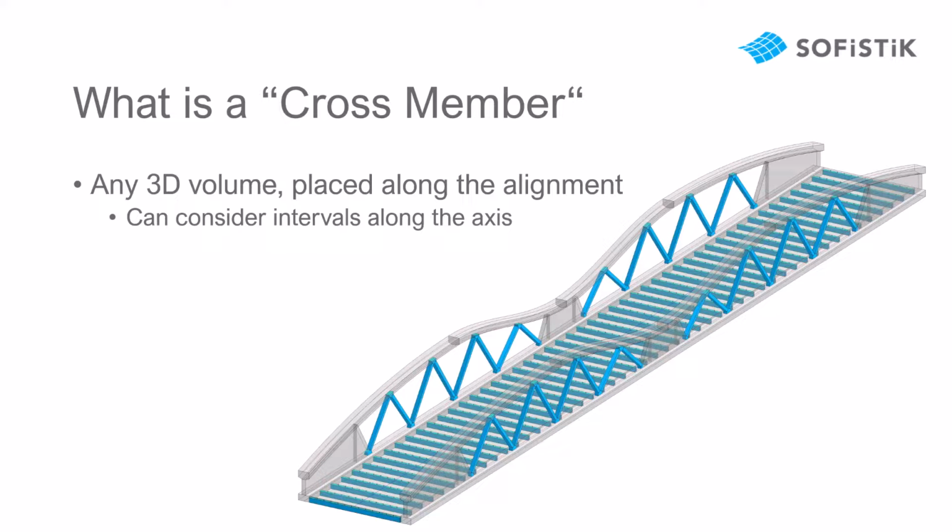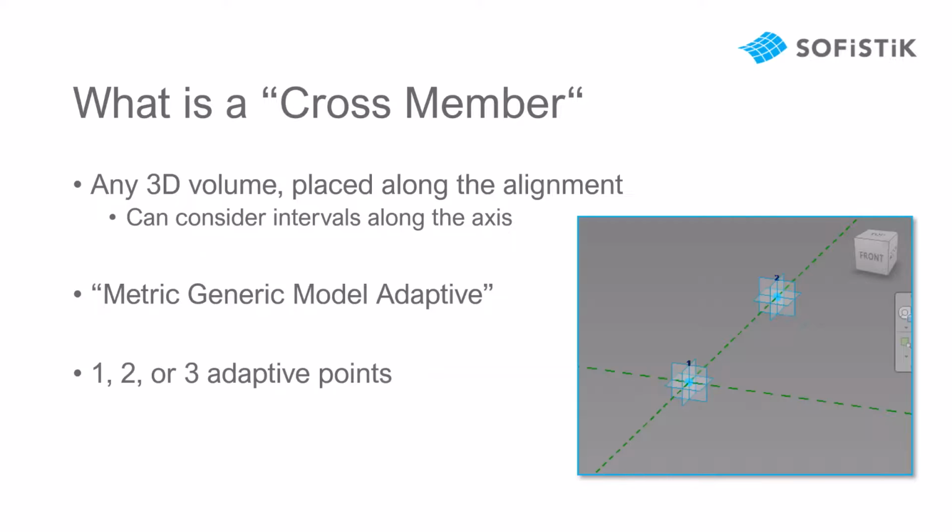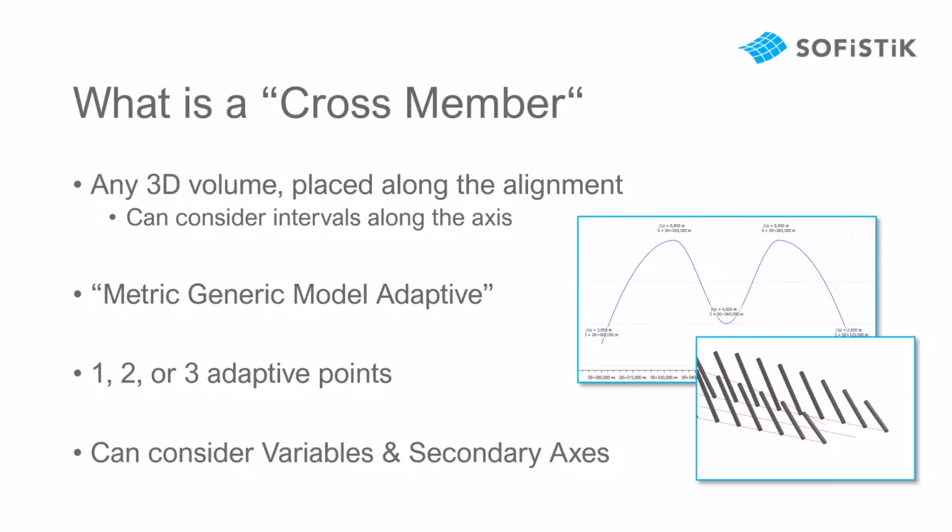Of course, additionally, all the rest of the structure can still be placed along the axis following multiple variables and secondary axes. The family used to create these cross members is the metric generic model adaptive family in Revit. To create any kind of cross member, you can consider 1, 2 or 3 adaptive points within this family. In addition to the intervals along the axis, the cross member can also consider variables and secondary axes for the development of the section along the axis as well.